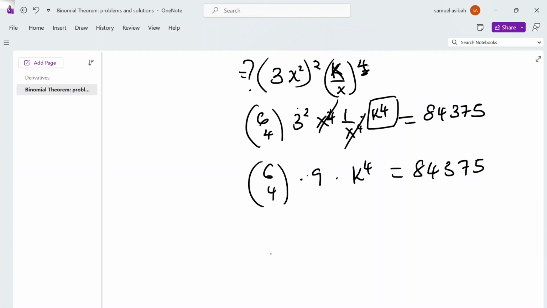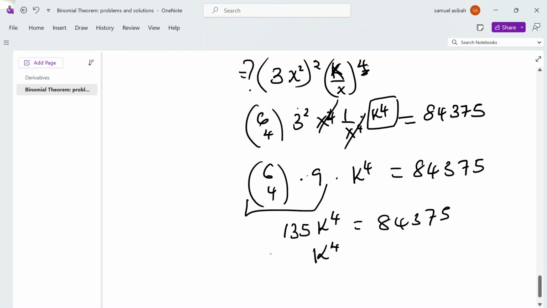So using my calculator here, when I multiply this, I get 135. K raised to 4 is equal to 84,375. If I divide by 135, K to the 4 is 625, which means K is equal to either positive or negative 5, either can work. So K can be either positive or negative 5 because the power is even. So that is all that you need.